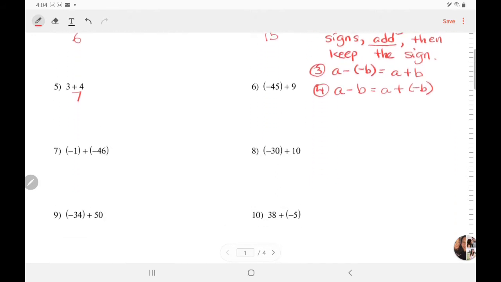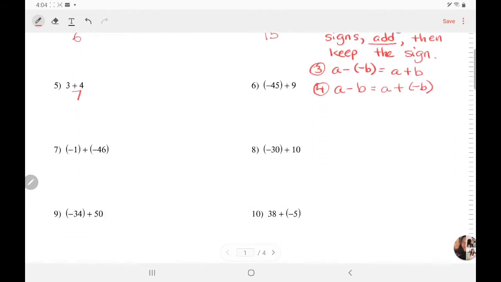Let's try number 6. In number 6 we use rule number 1 where the signs are opposite. We subtract. 45 minus 9, that would be 36. And take the sign of the stronger. 45 is stronger, so it's negative. In number 7, we will use rule number 2. The signs are the same, so we add them and keep the sign, which is negative, so negative 47.